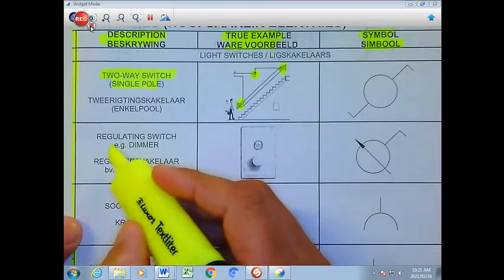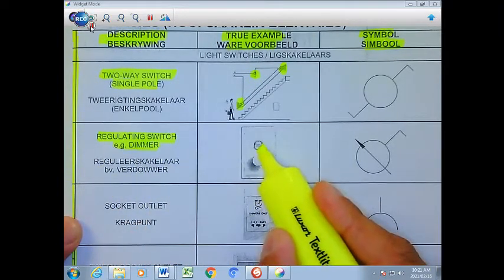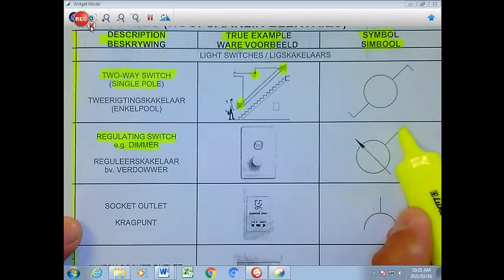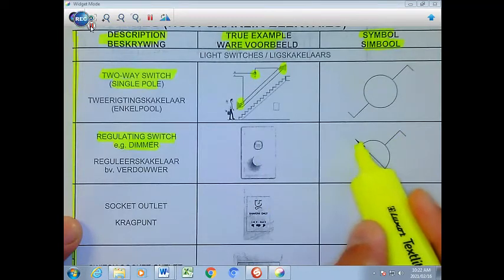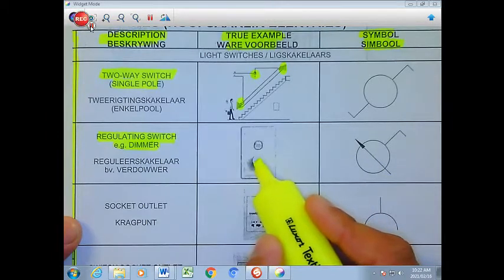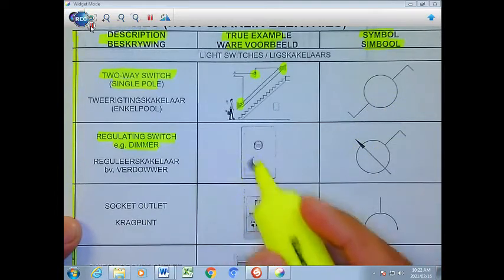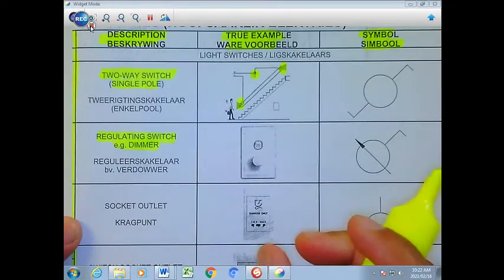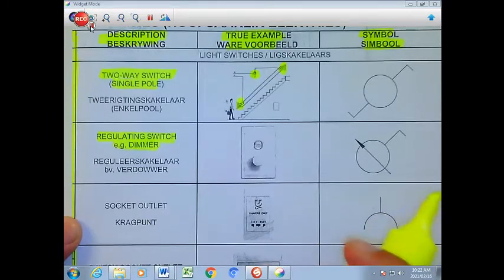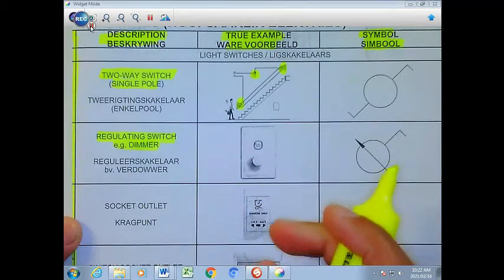Then you have a regulating switch, which is called a dimmer. It is a single pole switch, but it has a line with an arrow head through the middle of the circle, which indicates the dimmer, which is a device that turns depending on the amount of light that you want, and that allows you to either decrease it or increase it.